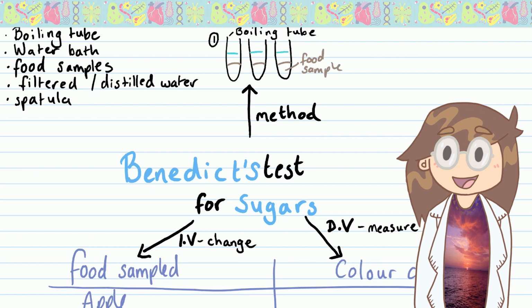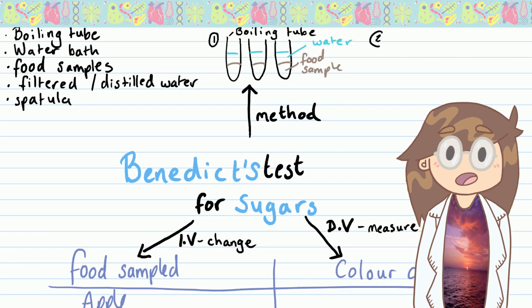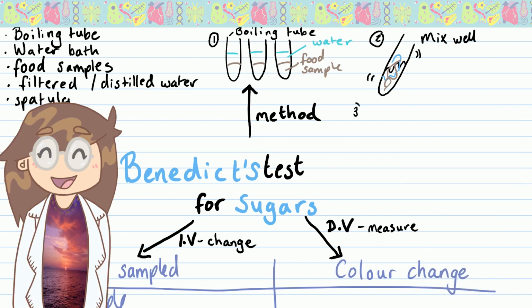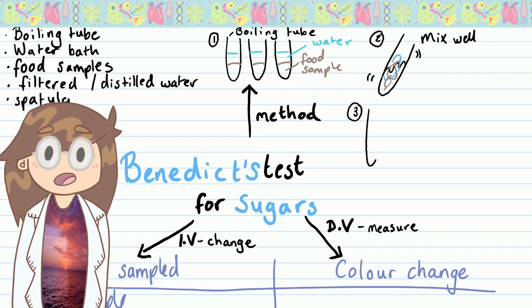What you need to do then is, for all your food samples, have a boiling tube with your food samples in them, and then a little bit of water on top. About 20 millilitres will do. Then you need to make sure that those two things are mixed really well. You then add the Benedict's reagent. So this is why it's called the Benedict's test. Benedict's reagent is this lovely light blue colour. Then you put 2 or 3 drops into each boiling tube.